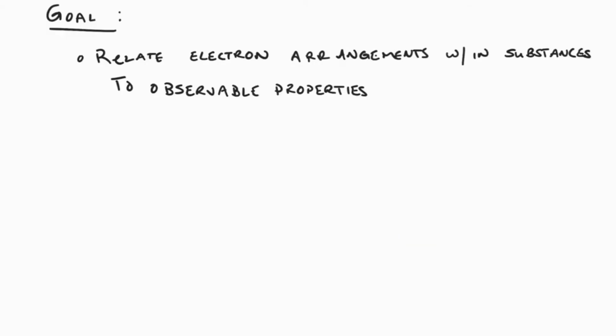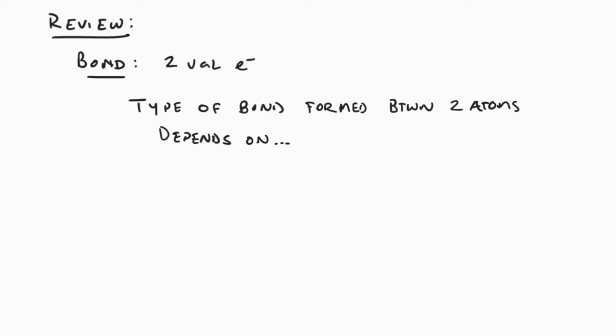Okay, so our goal of this video is to relate electron arrangements within a substance to the observable properties of that substance. So thinking about how the types of bonds that are formed between elements influences the macroscopic properties of the compound. So macroscopic being the properties that we can see and measure. Okay. So just a quick review from what we were working on in class.